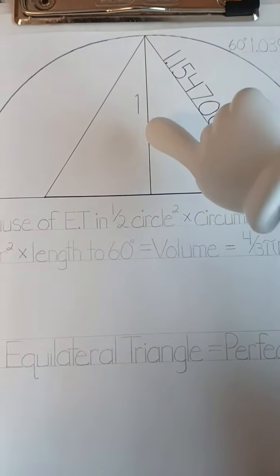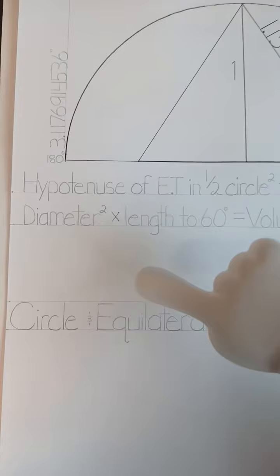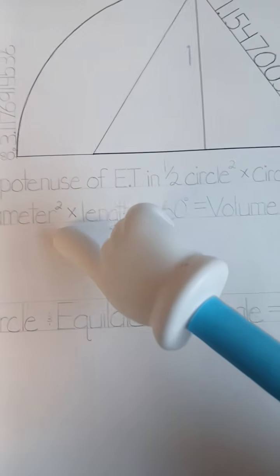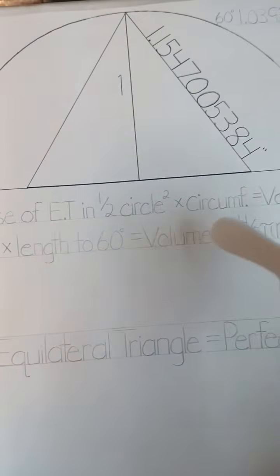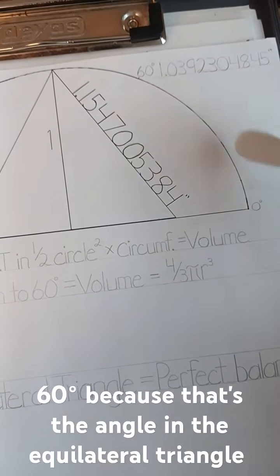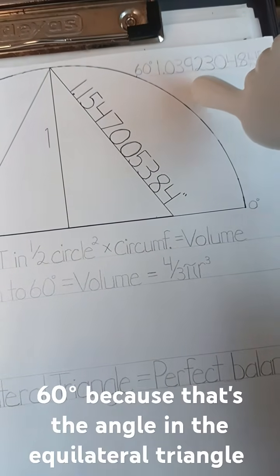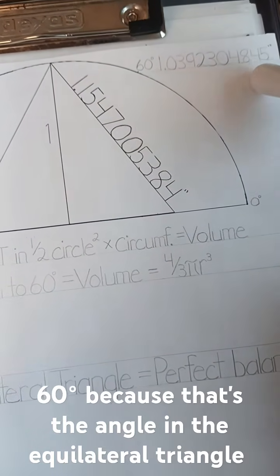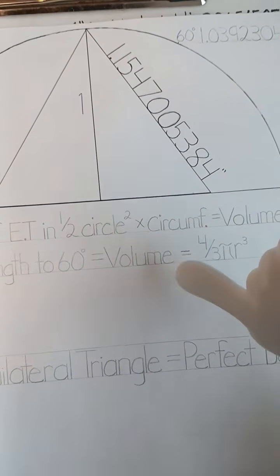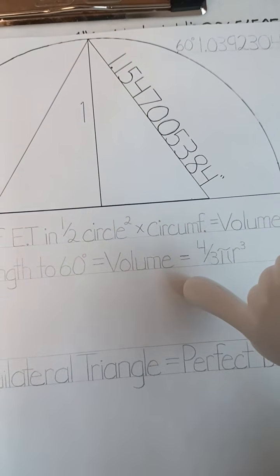Back to our 1 inch radius circle, another formula we can use is if we square our diameter and then multiply it by the length to 60 degrees on our circle. From 0 to 60 degrees, it's 1.0392304845. We'll get the same exact answer. We'll get the volume of our sphere.